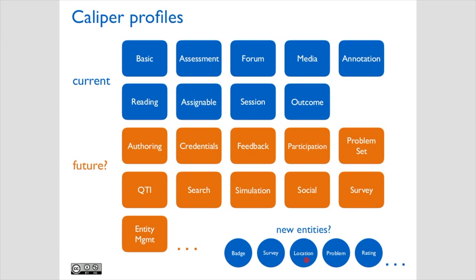But looking to the future, within the IMS community there is great interest in the development of another set of profiles that deal with a variety of learning activities, such as student feedback, participation scenarios, simulations, social interactions, surveying, credentialing such as badging, the authoring of digital resources, et cetera. So there's a variety of profiles that have yet to be developed. And the profile itself, from the Caliper perspective, is to extend the model, the information model.